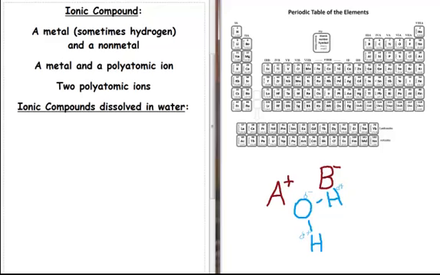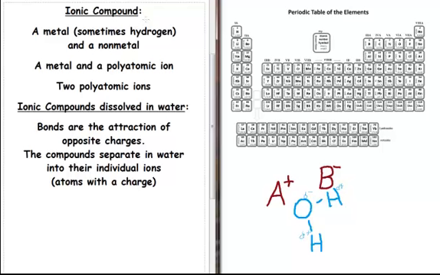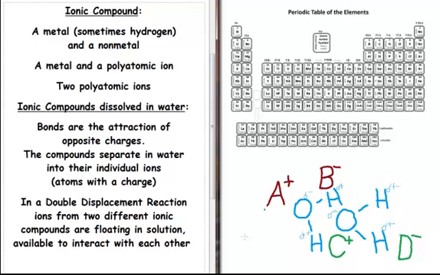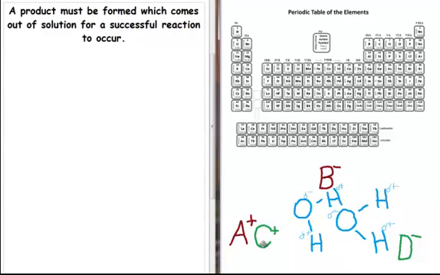When you take that ionic compound and dissolve it in water, because the bonds are the attraction of opposite charges, those compounds separate in water into their individual ions. Ions, remember, are atoms with a charge. They do this because they're attracted again to the polar attraction of the water molecule with its fractional charges. In a double displacement reaction, the ions from those two different ionic compounds are floating in solution, able to interact with each other as well as those water molecules. For a double displacement to be successful, a product must be formed which comes out of solution.